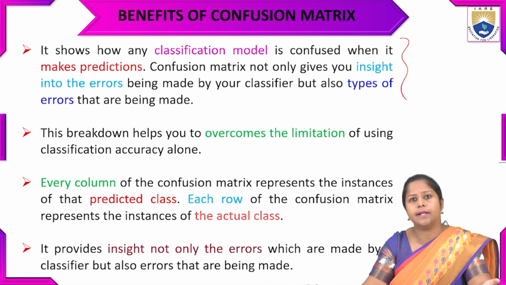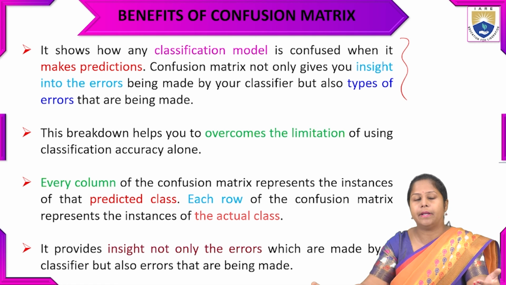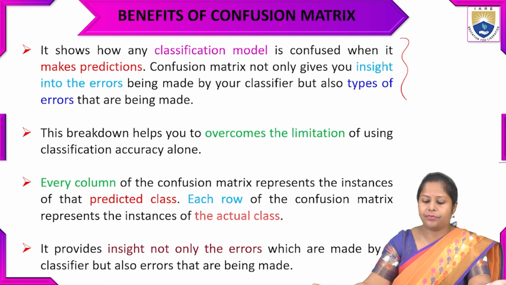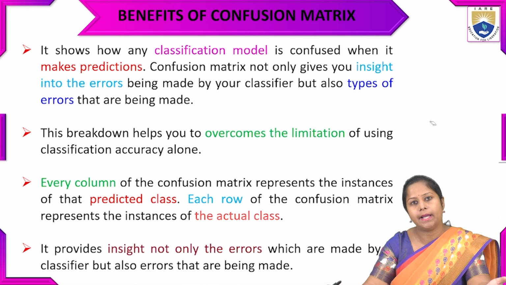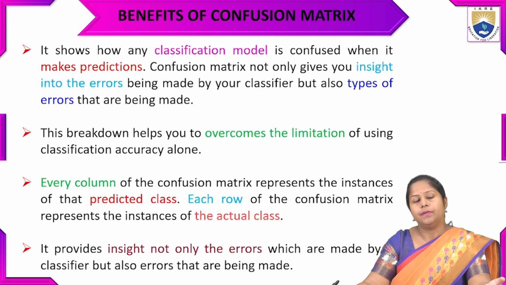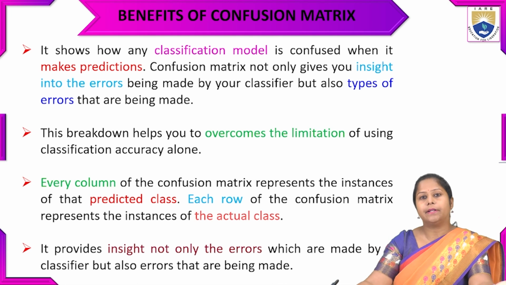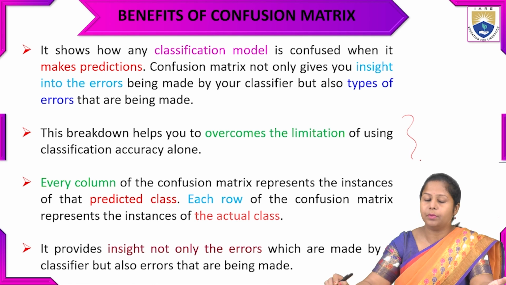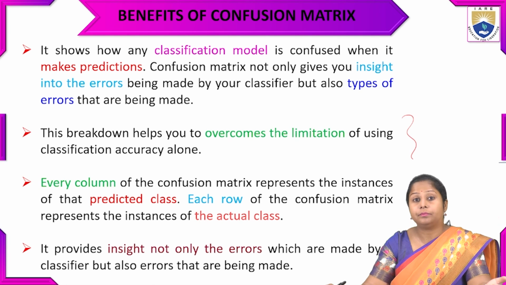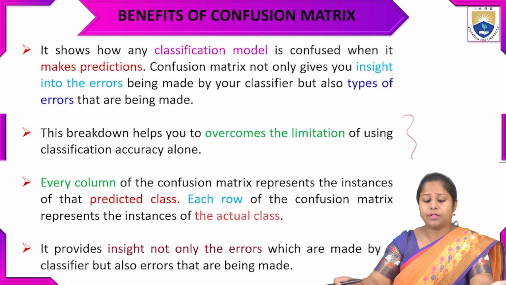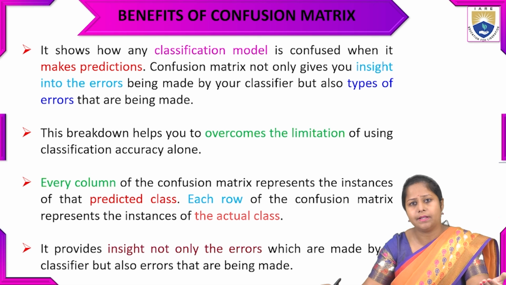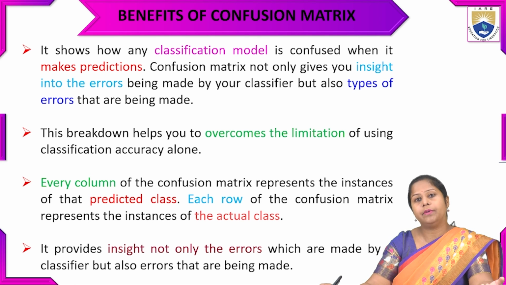We can see the errors directly in the 2 by 2 matrix, or the M by M matrix. Along with the performance of your classifier, we can also check the type of errors being made. So these are some of the benefits of the confusion matrix. The breakdown also helps us overcome the limitations of classification accuracy alone.